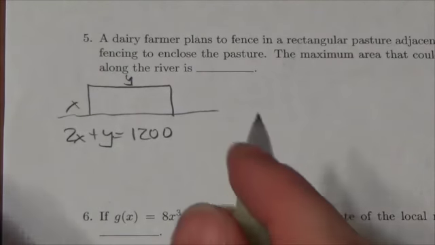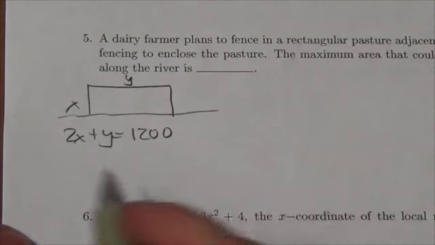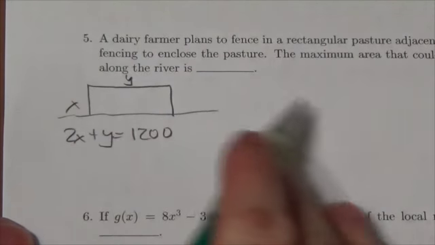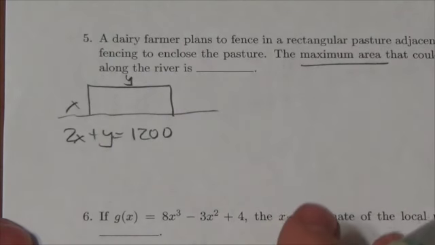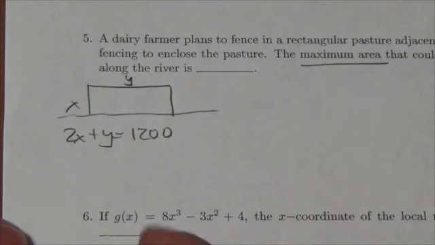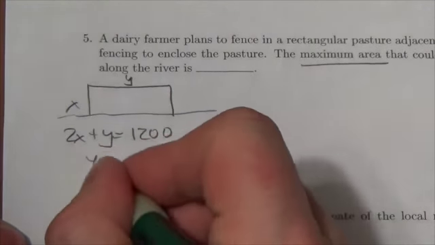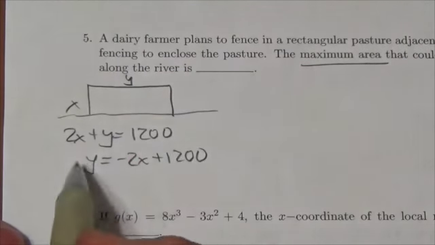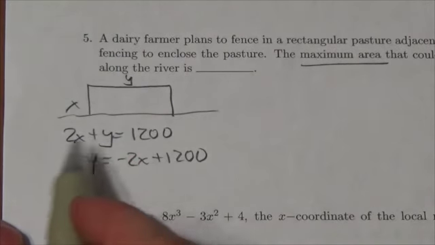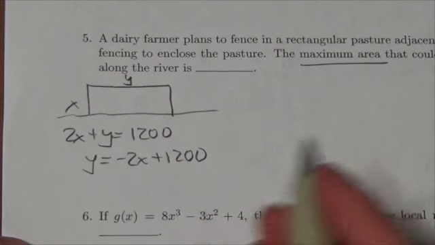Now, you should probably know from experience with this that at some point I'm going to have to do a substitution, because I'm looking for the maximum area, which means I'm going to be taking the derivative of my area function, which probably means I'm going to need to substitute some information from here. And you know what? I'm lazy, so I'm going to solve for y. Doesn't really matter. I could have solved for x, but why would I do that? So I'm going to solve for y.